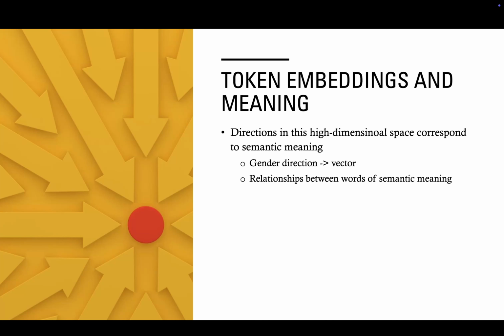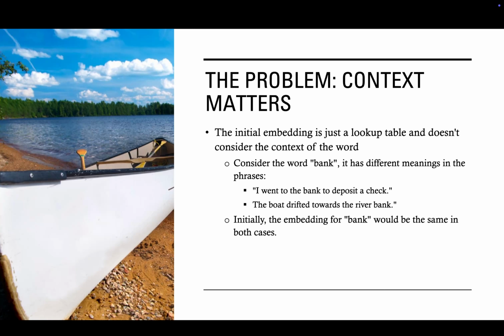For example, we're going to consider the word bank and see why this is useful. So, the initial embedding is just a lookup table and actually doesn't consider the context of a word. Given this example, let's consider the word bank. It has different meanings in the phrases, I went to the bank to deposit a check, and the boat drifted towards the riverbank. Initially, the embedding for bank would be the same in both cases. Transformers adjust embeddings to incorporate richer contextual meaning. This allows them to understand the nuances of language and to generate more accurate and coherent text.